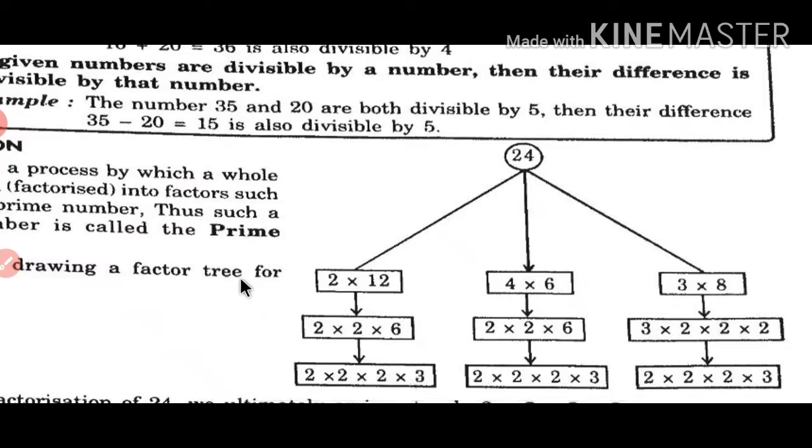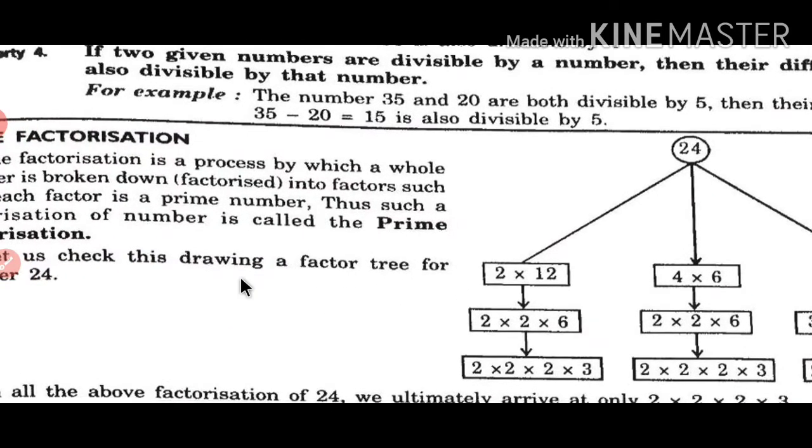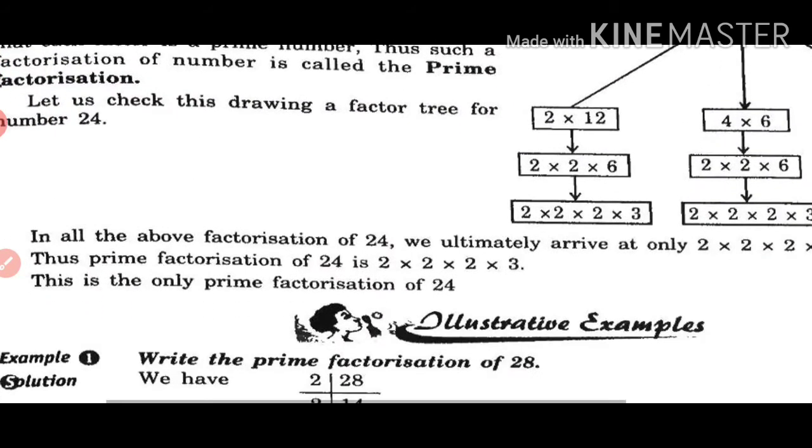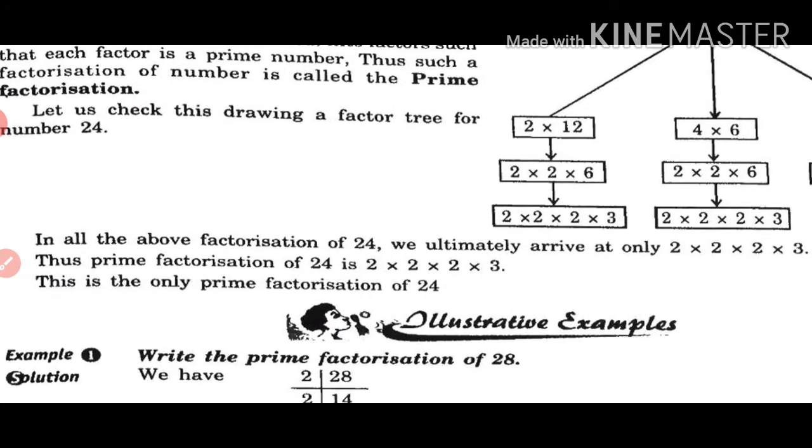So prime factorization means a number which we can break down into different factors such that each factor is a prime number only. So in the above factorization of 24, we ultimately arrive at only 2 multiply 2 multiply 2 multiply 3. So this is the prime factorization of 24.